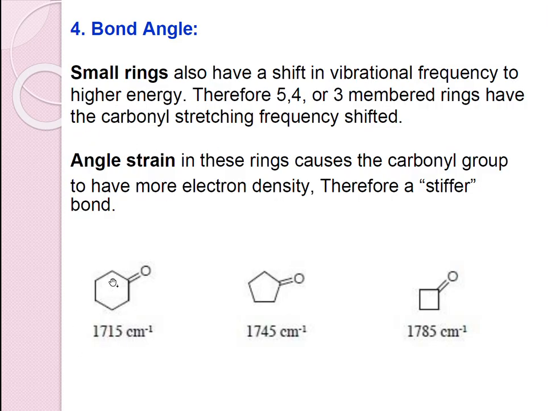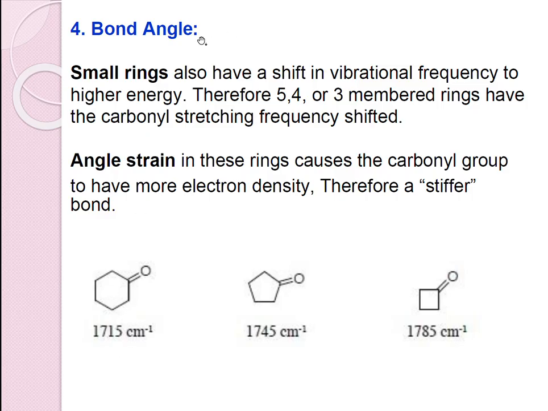Then bond angle. You can see here different bond angles. This bond angle is higher, then this is lower, then this bond angle is much lower. For a higher bond angle, you can see its transmittance is lower.